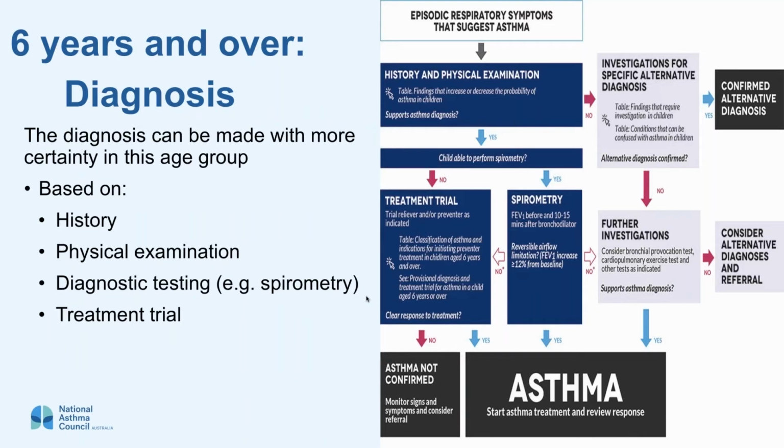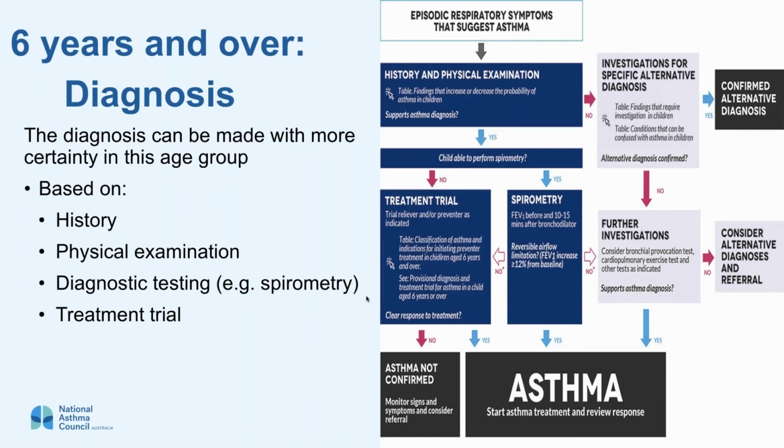Looking at 6 years and over now, diagnosis for that group. The diagnosis of asthma can be made with more certainty in this age, as they're school-age children. Diagnosis is based again on history, so family history of asthma, personal history of eczema or allergic rhinitis, maternal smoking during pregnancy, previous wheezing episodes, noisy breathing, frequency and timing of previous episodes. Then the physical examination again, observing for signs of rhinitis, observe their breathing, auscultate for wheeze, look at the shape of the chest, and they can also have a treatment trial, so that response to inhaled bronchodilator.